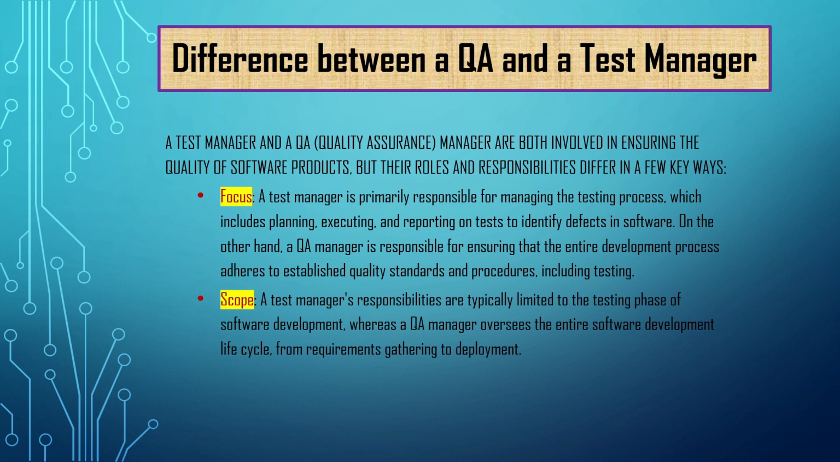So for scope, a test manager's responsibility typically falls limited to the testing phase of the software development, whereas a QA manager's is broader. It oversees the entire software development lifecycle, starting from requirement gathering until the deployment. So we need to ensure that we follow the QA process that is implemented for that particular company or project or client.